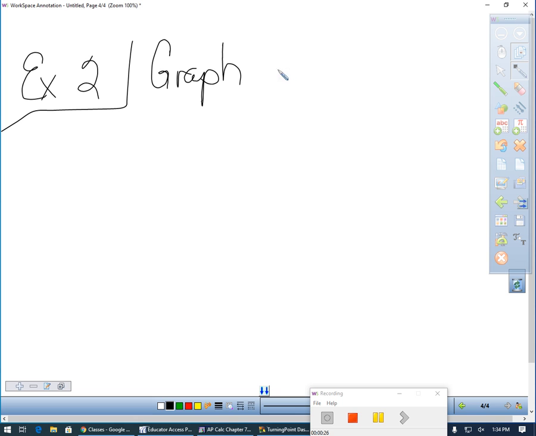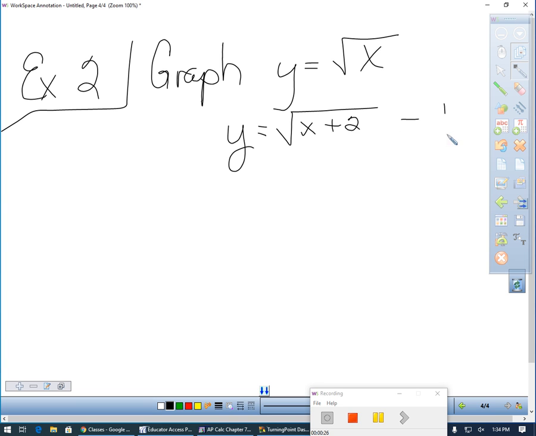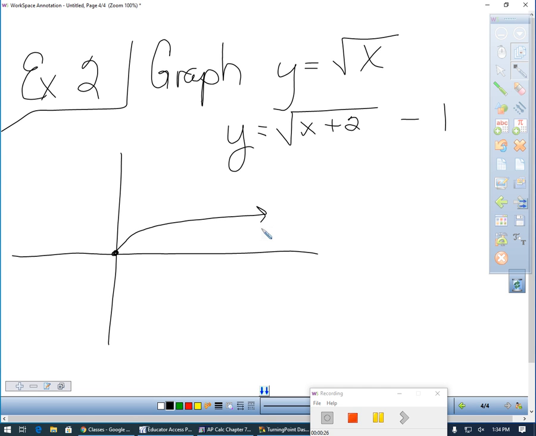And if we graph, I want you to graph the parent function y equals the square root of x. And I want you to graph its translation, y equals the square root of x plus 2, minus 1. So, first of all, I'm going to graph my original. The original parent function starts at the origin and curves around, starts to flatten out. Again, we're just sketching. Okay.